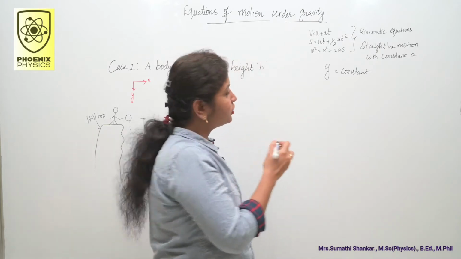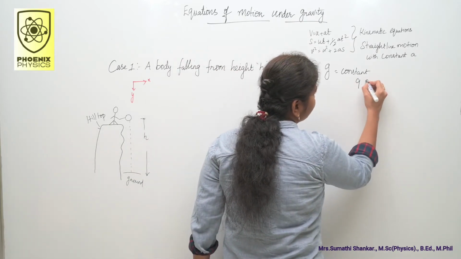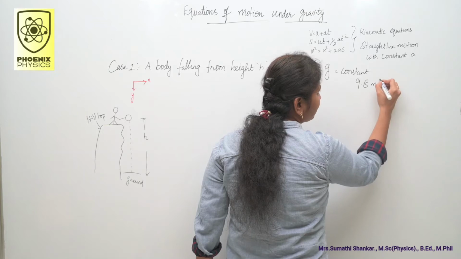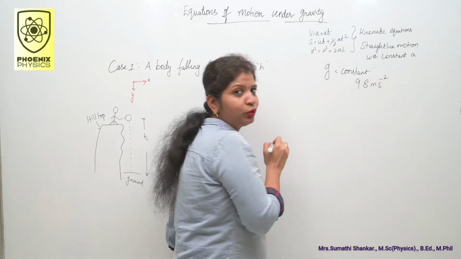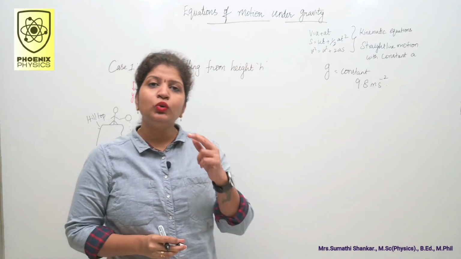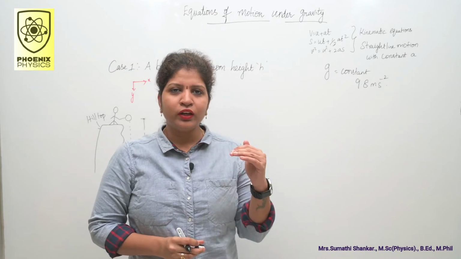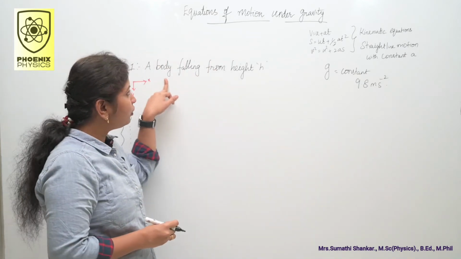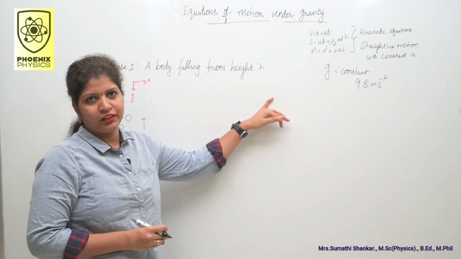And the value is 9.8 meters second power minus 2. I hope you know that. There are two cases given. One is a body falling from height h.